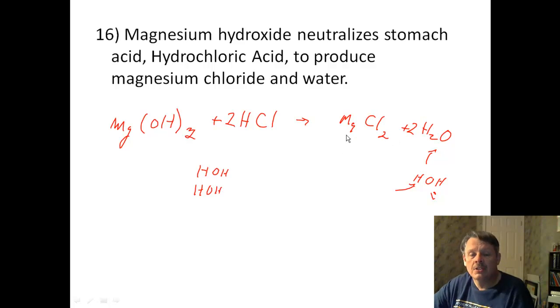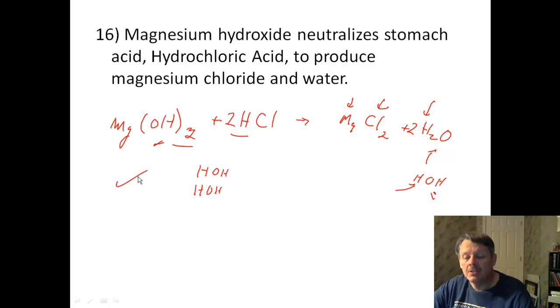Let's just check this to make sure we're right. 1 magnesium, 2 chlorines, 4 hydrogens. I have 4 hydrogens. I've got 2 here and 2 here, so I'm good. And 2 oxygens, and both of those are there. So yes, I have in fact balanced.